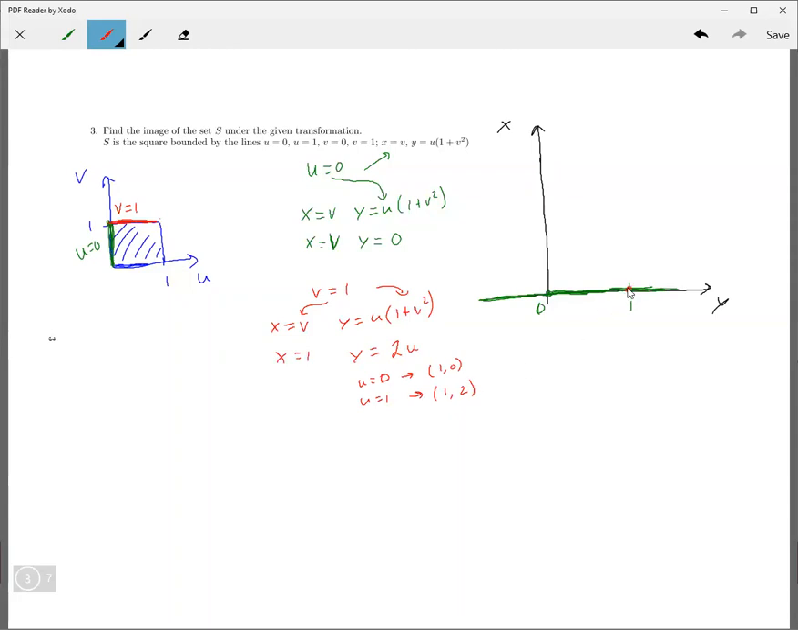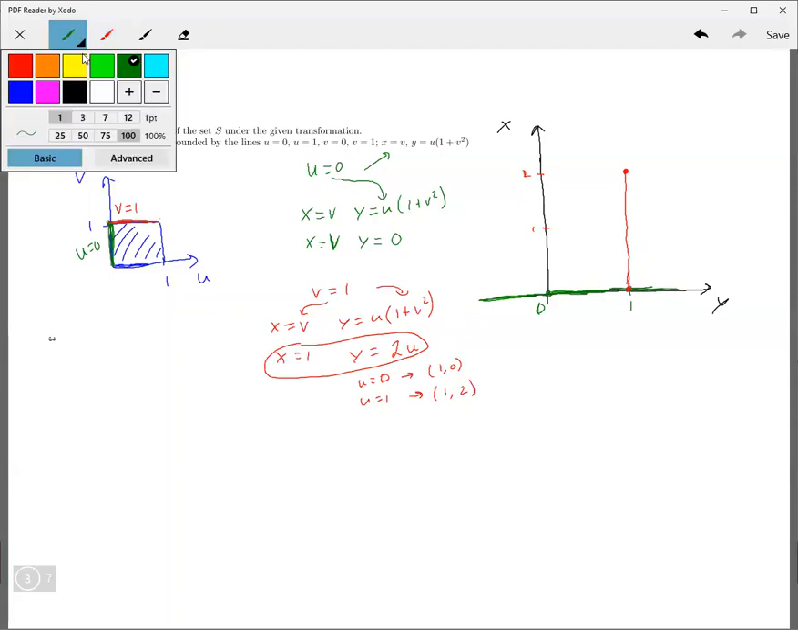Okay, so (1, 0) is here, and then if u is 1, we have (1, 2). Let's erase that. Okay, let's say that's 1, and that's 2. Then we have a point right there. So basically this right here is going to be this vertical line segment from there to there.